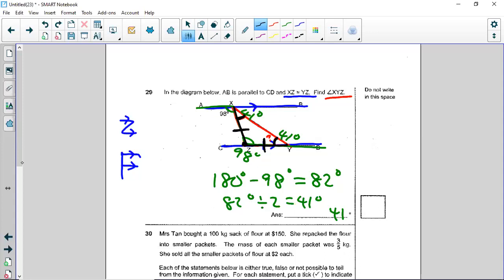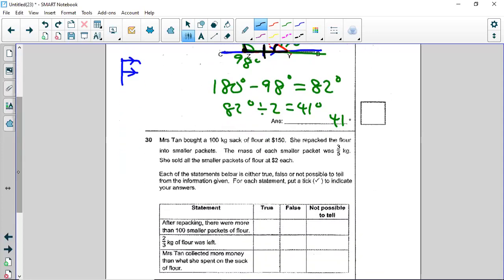Okay, last question, question 30. Now, question 30 is usually the hardest, but not all the time. So Mrs. Tan bought a 100 kg set of flour at $150. She repacked the flour into smaller packets. The mass of one smaller packet was 3/5 kg. And then she sold all the smaller packets at $2 each. So after repacking, there were more than 100 packets.